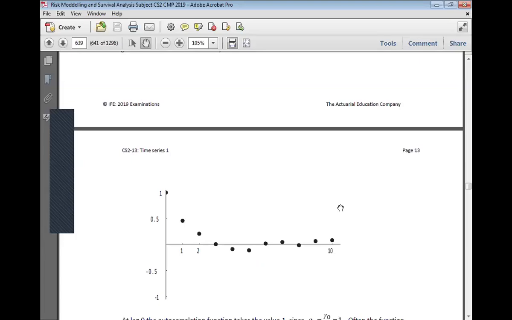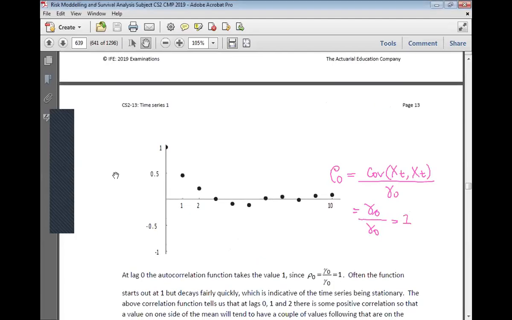Okay, so let us say I want to figure out my rho at lag 0. What will it be? It just means that I'm looking at the covariance of xt, xt upon gamma 0, and this is gamma 0 upon gamma 0, which will just be 1. So irrespective of any time series that I'm working with, the value of autocorrelation at lag 0 is always going to be 1. And you just get different values for different lags, and that is how you will determine what kind of process this is.